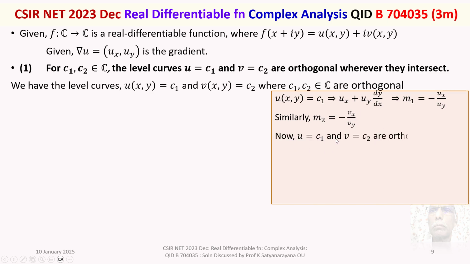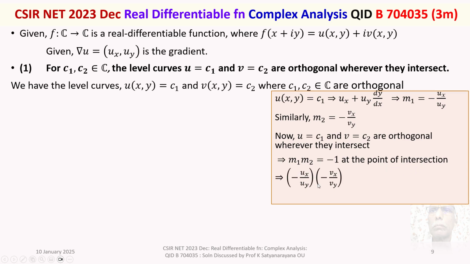Now, u = C1 and v = C2 are orthogonal wherever they intersect, which will imply m1 m2 = -1 at the point of intersection. What is m1? -u_x/u_y multiplied by m2, -v_x/v_y, is equal to -1. Right. Now, simplifying, you will get u_x v_x + u_y v_y = 0. That is, this is precisely del u dot del v = 0 at the point of intersection.